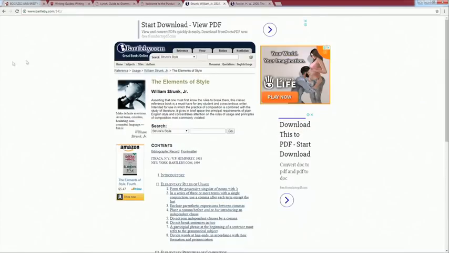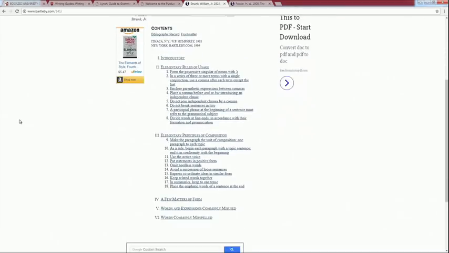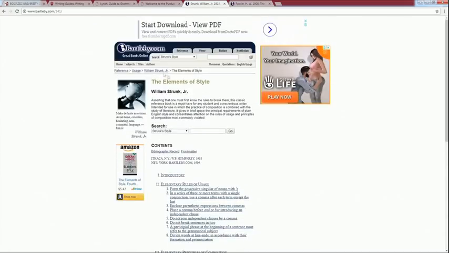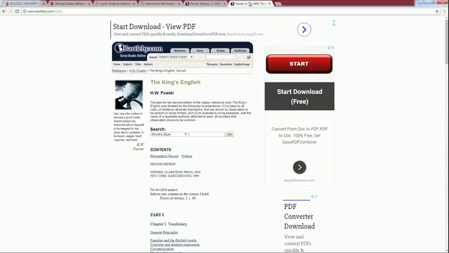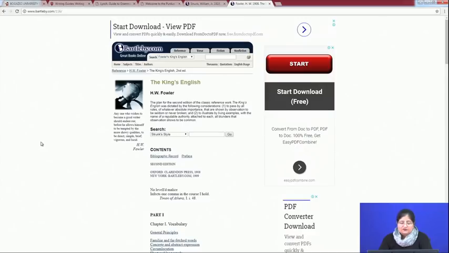Then there is another book, The Elements of Style by William Strunk, and this book was initially published in 1918 and then republished in 1999. So an old book but very helpful. Okay, here the contents are here. Then The King's English by H.W. Fowler. So you can download these books. These are free of cost.